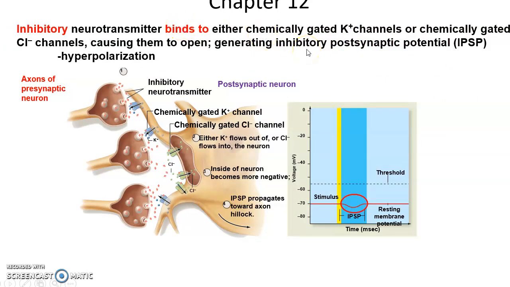Inhibitory neurotransmitters bind and either cause chemically gated potassium ion channels to open and potassium ions to leave the cell, making it more hyperpolarized, or they cause chemically gated chloride ion channels to open. Chloride ions enter the cell, they're negative, so they also lead to hyperpolarization, making it more negative. This is considered an inhibitory postsynaptic potential. Again, it's affecting the postsynaptic neuron at the synapse. It's becoming more negative, which means it's going to be more difficult to reach threshold, because now it's at, like, say, negative 75 millivolts. That's a lot more difference in charge from threshold.